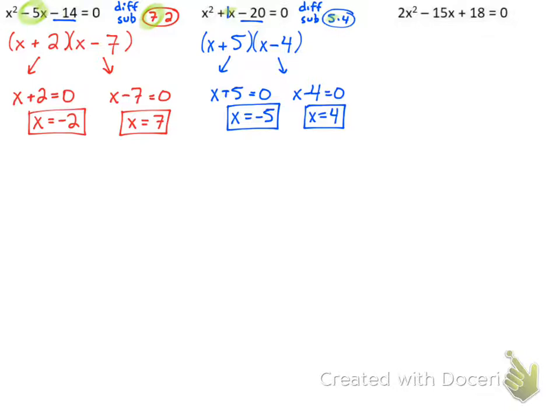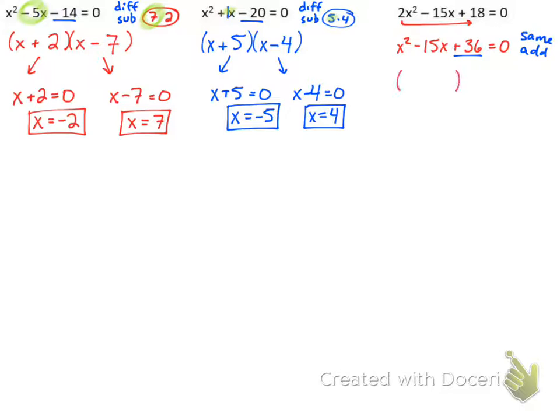The last one in the bottom right of the page will be one where we have to do our slide and divide, bottoms up. So I get x squared minus 15x plus 36 is equal to 0. My c value is positive, which means same and add.